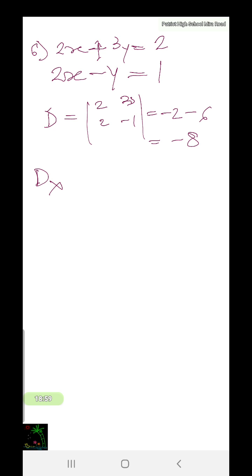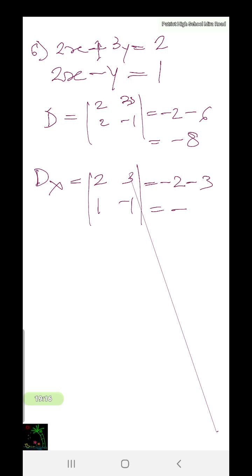Dx will be equal to the third column, 2, 1, and the second column 3, minus 1. So this will be equal to minus 2 and minus 3, which is minus 5. Dy will be equal to the first column 2, 2, and the third column 2, 1. So this will be 2 minus 4, this is minus 2.